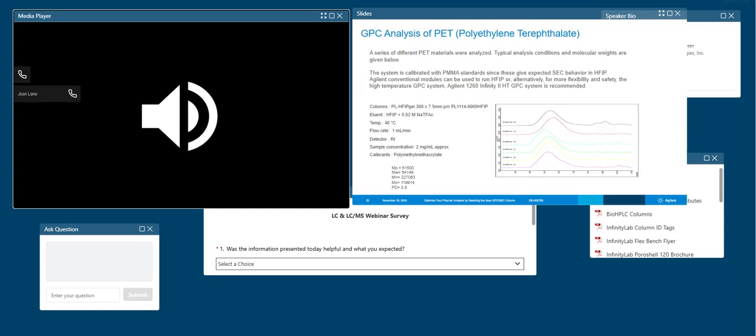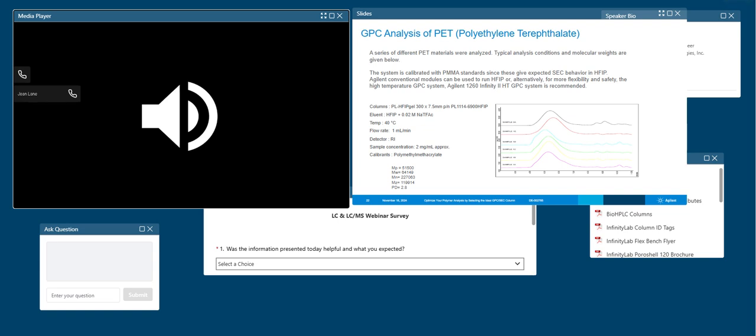Here's a quick example showing GPC of polyethylene terephthalate. Here we're showing the HFIP gel columns being used. In this example, just a single column in HFIP with salt is being run at 40 C at 1 mL per minute, and the system is calibrated with PMMA standards, as these will give expected size behavior in HFIP.